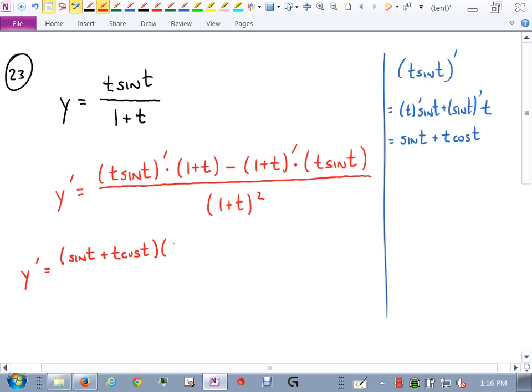Then I had, after that, 1 plus t. Then my minus. And now I need the derivative of 1 plus t. Is just 1, right? Because the derivative of 1 is 0, plus derivative of t is 1. So we have 1 times the t sine t. All of it over 1 plus t, quantity squared.